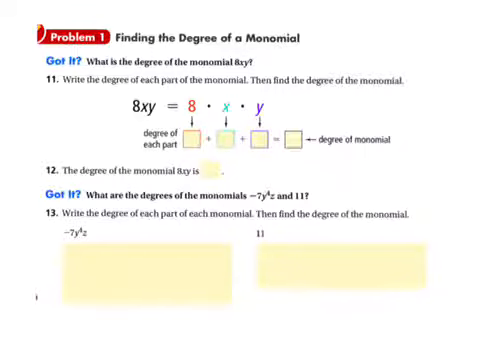8xy. Well, for 8xy, the 8 has a degree of 0. The x has a degree of 1, and the y has a degree of 1. So 1 plus 1 is 2. So the monomial has a degree of 2.